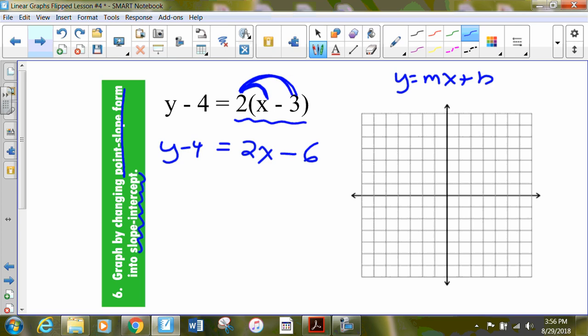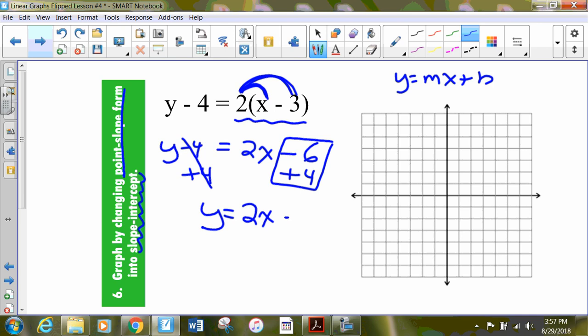And then we're almost there, right? Our goal is to get y by itself. We want to get rid of the negative 4 by adding 4 to both sides. Negative 4 plus 4, gone. And then we talked about this. 4 and negative 6 are like terms. We can combine them. 2x, not so much. 2x, we just rewrite. There's nothing going on there. We can't combine. So negative 6 plus 4 is going to be negative 2.